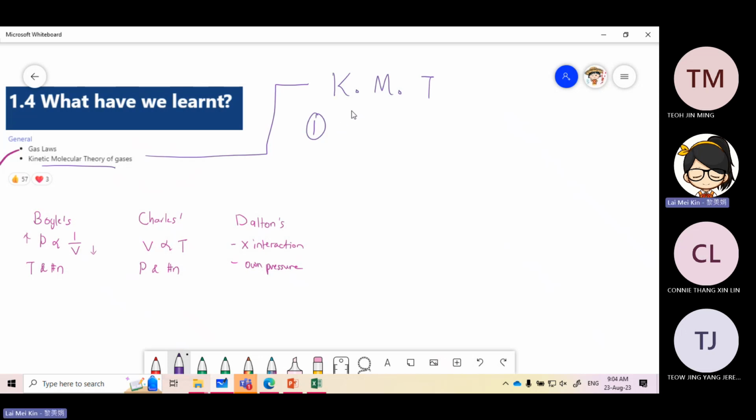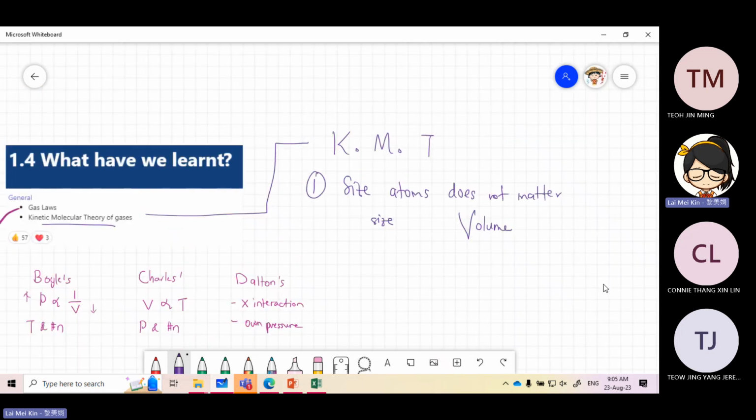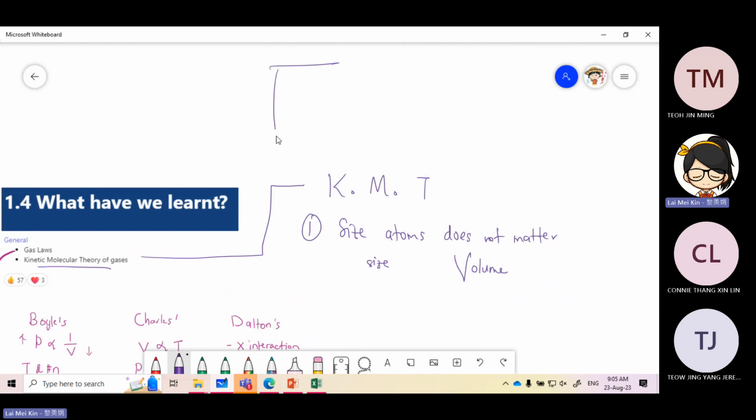The size of the atoms does not matter. Another way you can say it is that the size is very small and the volume is very large. Remember I gave you an example: the volume is so large and the size of the particle is so small, so we say that the size does not matter. The size is negligible. The size can be ignored.